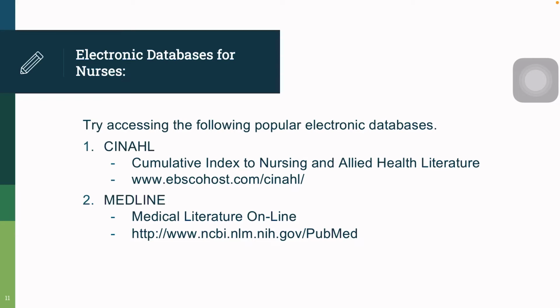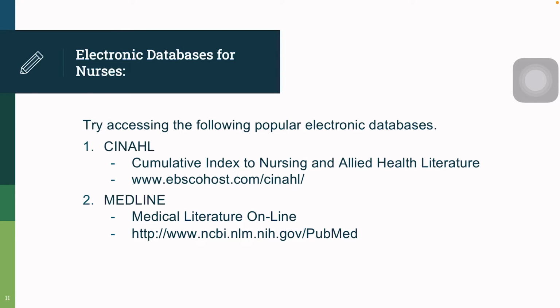There are also truncation symbols. Truncation symbols are those with an asterisk. It expands a search term to include all forms of a root. For example, if you type in child with an asterisk, the computer would search for any words that begin with child, such as children, childhood, child rearing.